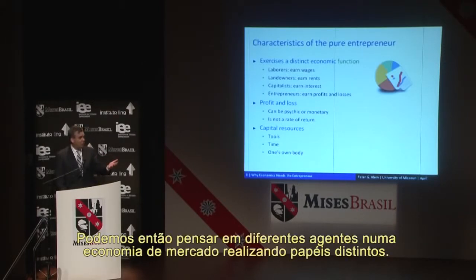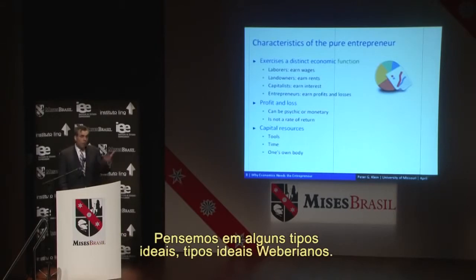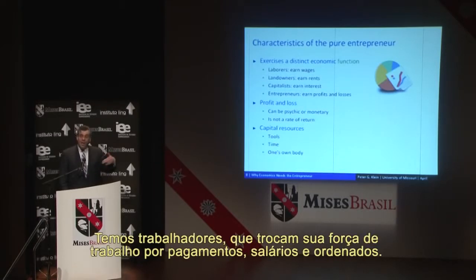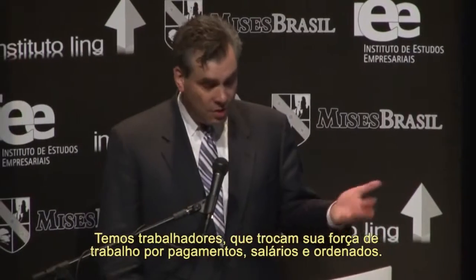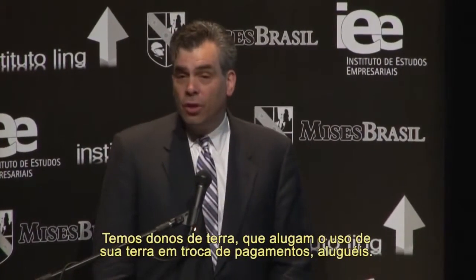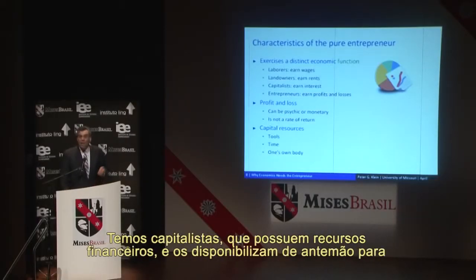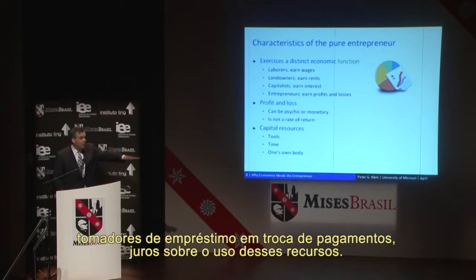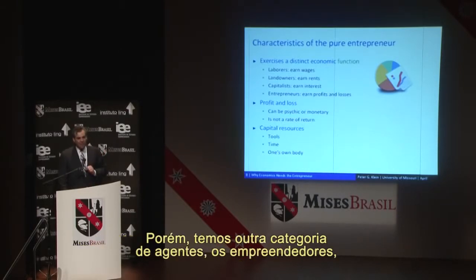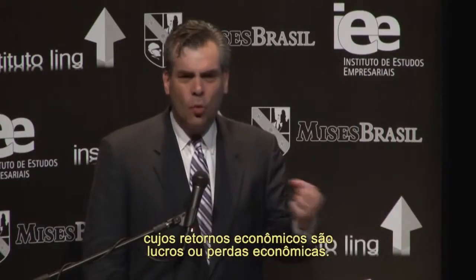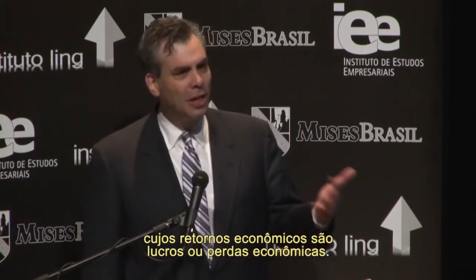So we may think of different actors, different agents in a market economy performing different roles. So think of ideal types, Weberian ideal types. We have laborers who exchange labor services for payments, wages and salaries. We have landowners who rent the use of their land in exchange for rental payments. We have capitalists who own financial resources and make those available in advance to borrowers in exchange for interest payments on the use of those resources. But we have another category of actor, the entrepreneurs, the returns to which are economic profit and economic loss.